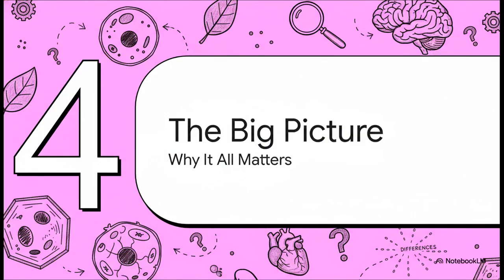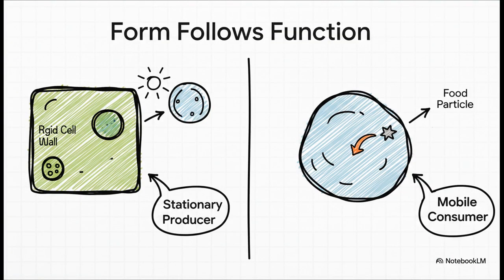Okay, that was a lot of detail. So let's zoom out and look at the big picture. Why does any of this tiny microscopic stuff actually matter? You know, it all boils down to one of the most beautiful principles in all of biology. Form follows function. Every single difference we just talked about is a brilliant solution to a problem of survival.